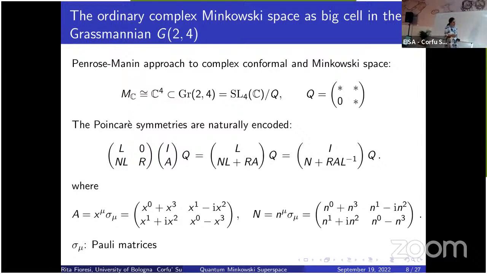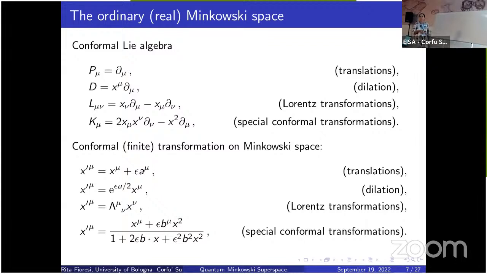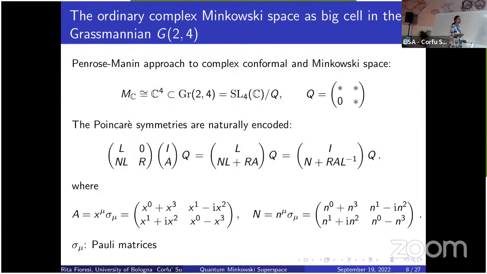Now, if you look at SL4C, this is what is called the conformal group, because when you look at its Lie algebra, you will reconstruct all of these symmetries. This is a simple exercise. You discover that there are brackets, and you prove that these brackets indeed are the same as the special linear group in four dimensions.